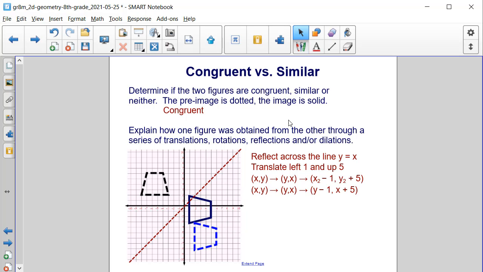And we can verify that (x, y) goes to (y, x), which then goes to (y - 1, x + 5). And we're going to verify that with points. So here we're starting off at (-3, 2). And this point here is (-8, 2).